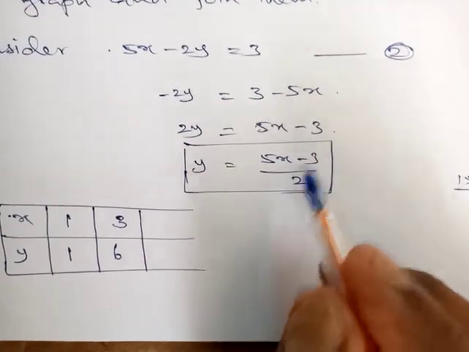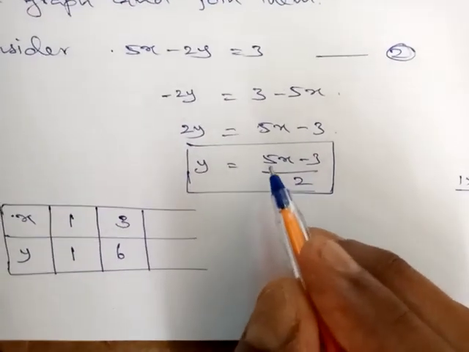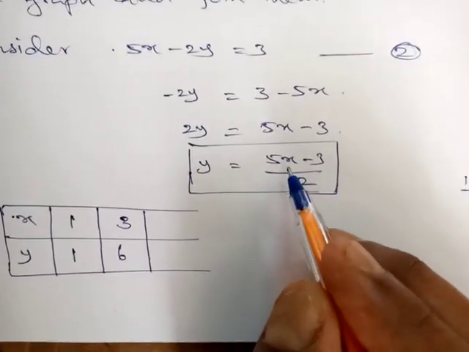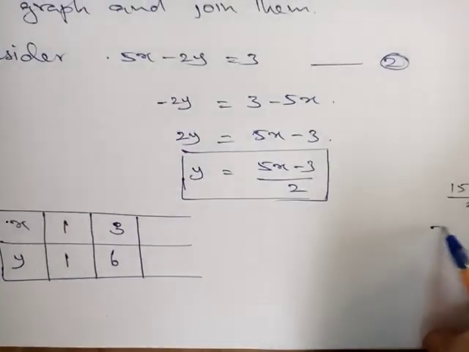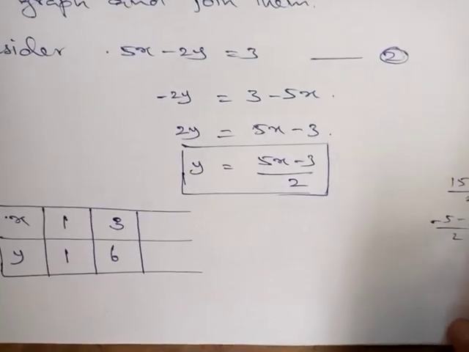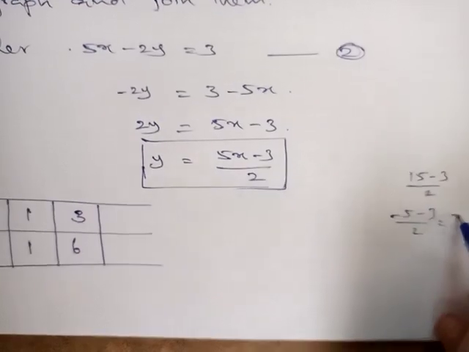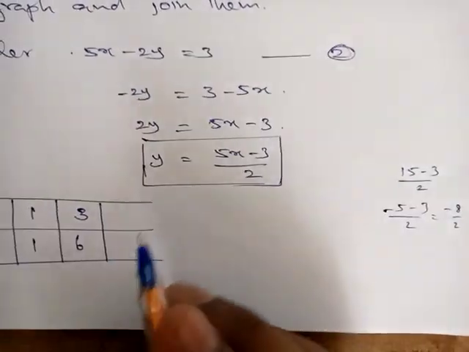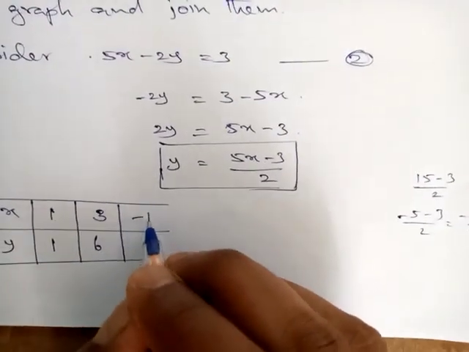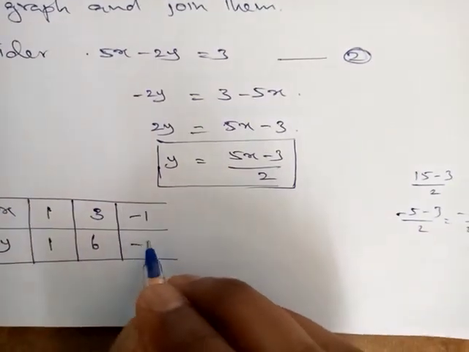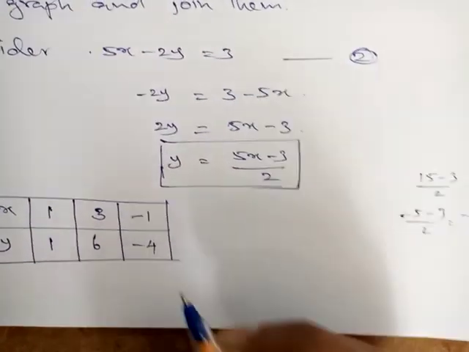Next, what can we give? Minus 1 you try. What are we getting? 5 into minus 1, it's minus 5. Minus 5 minus 3 divided by 2. So it is nothing but minus 8 by 2. That is minus 4, right? So x value is minus 1, so we are getting minus 4. So these 3 points are enough.